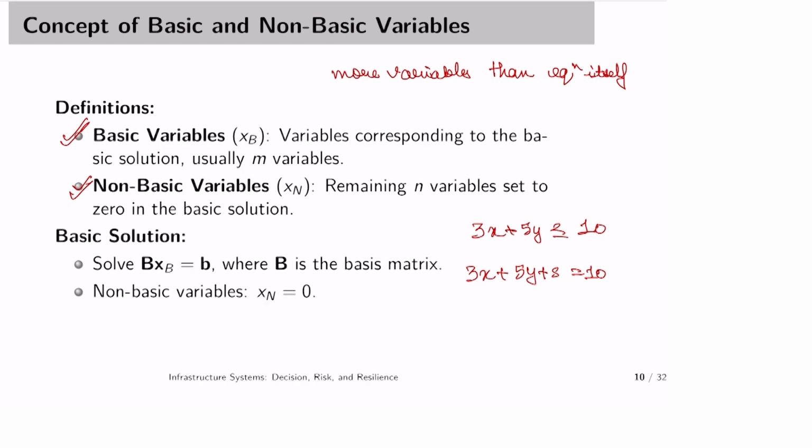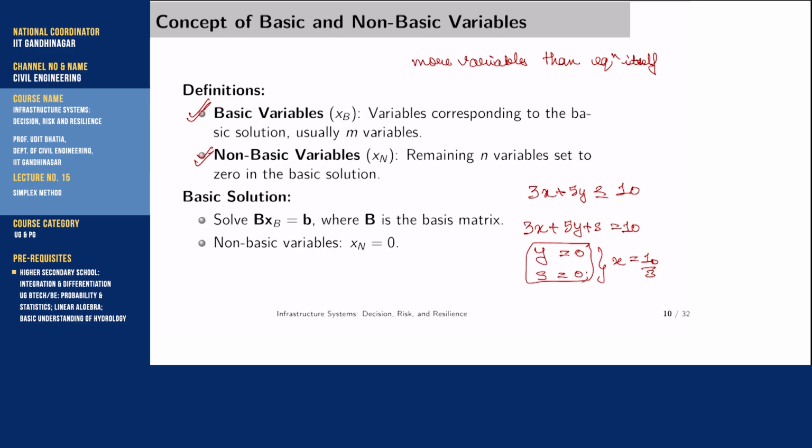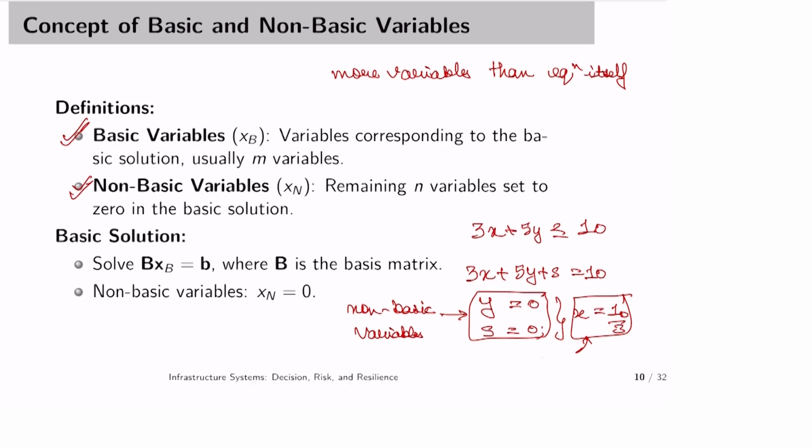So to address this, what we do is that we force at least two variables to be equal to 0. So we can say that if y happens to be 0 and s happens to be 0, I get my solution x as 10 by 3. In this case, whatever variables I have forced to be 0 would be called my non-basic variables. And the variables that we find the values for, that are not forced to be 0, would be called basic variables.